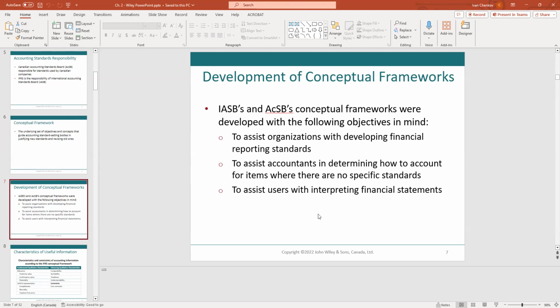The International Accounting Standards Board is the one dealing with the conceptual framework. The objective is to help the organization develop financial reporting standards, to assist the accountants to determine how accounts for items have to be specified in the standards, and what is not part of the definition and not to be reported, and to assist the users in how to interpret financial statements.